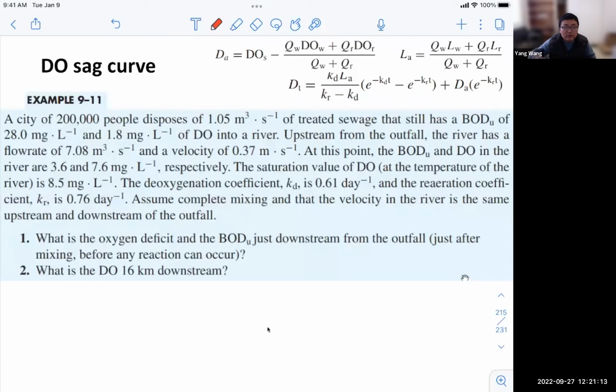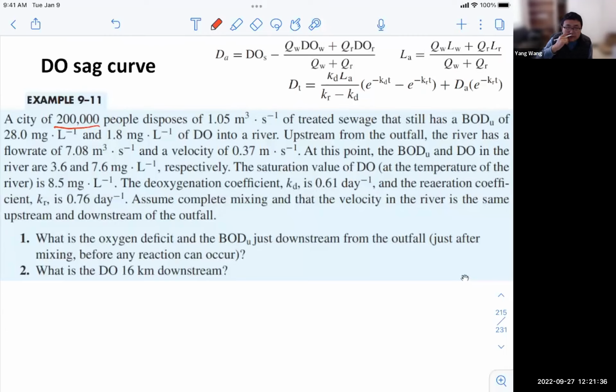Okay, so let's start to look at this. It's describing a city, right? The city has around 200,000 people, which is, I would say, a small city. Compared to Miami-Dade, where we have more than 2 million people, this is talking about a smaller area and then also a smaller wastewater treatment plant.